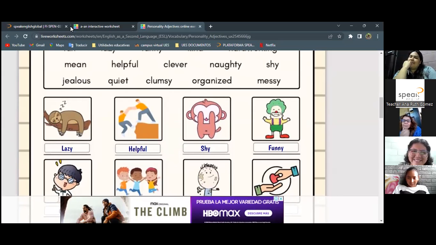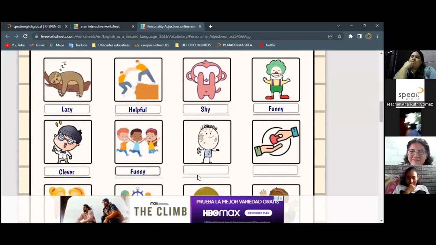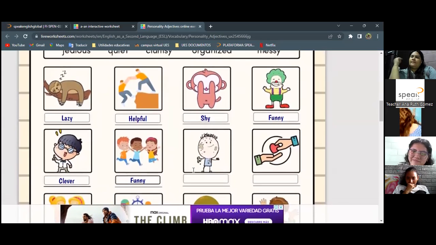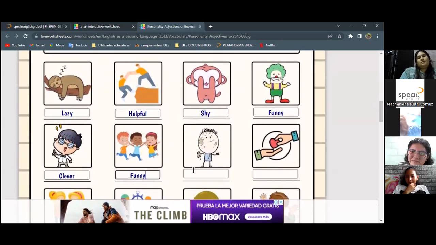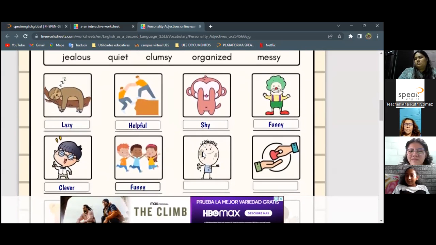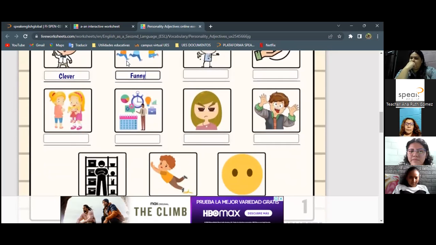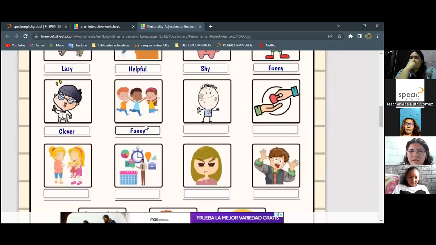Hello, teacher. Number one, lazy, helpful, shy, funny, clever, funny. I think that one is the last one. What do you think about messy? Let me see. Quiero ver más abajo. I think that one is messy. The child. This? No. The next one. This. Yeah. Messy. Because look at him. He's very dirty. Está sucio.